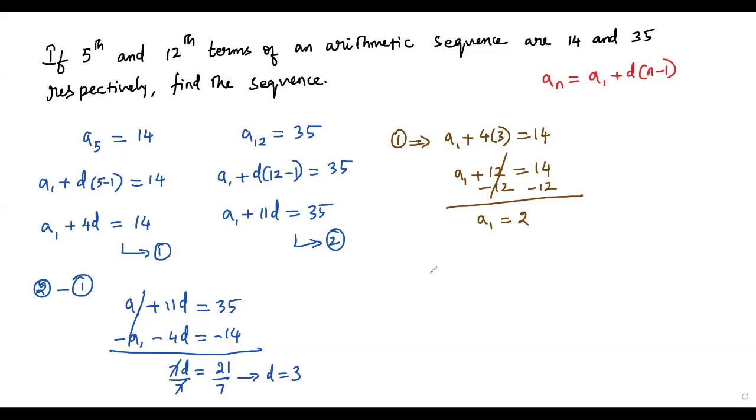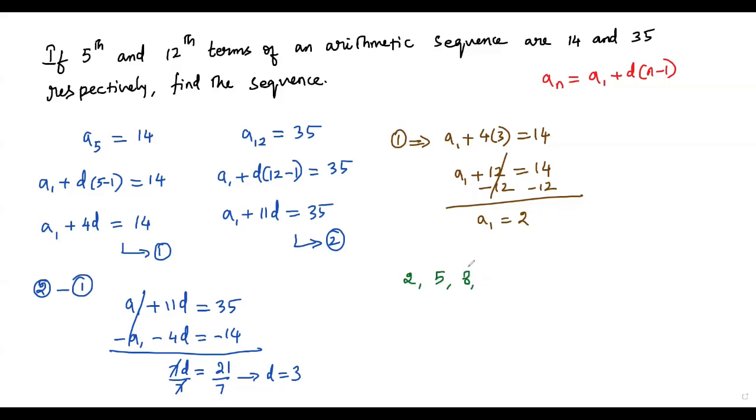Our aim is to find the arithmetic sequence. To get the arithmetic sequence, we first write the first term, that is the value of A1, which is 2. To get the second term of the sequence, we add the value of D to the first term. So when I add 3 to the first term 2, I get 5. To get the third term, again I add 3 to the second term, so 5 plus 3 is 8.